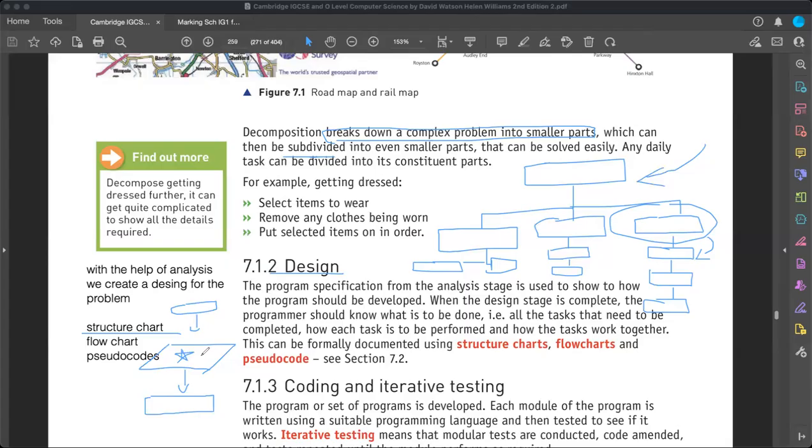Process. The star one is an IO box. Star one is an IO box. And the tick, double tick, is a process box. Okay? So these are the symbols in the flowchart.